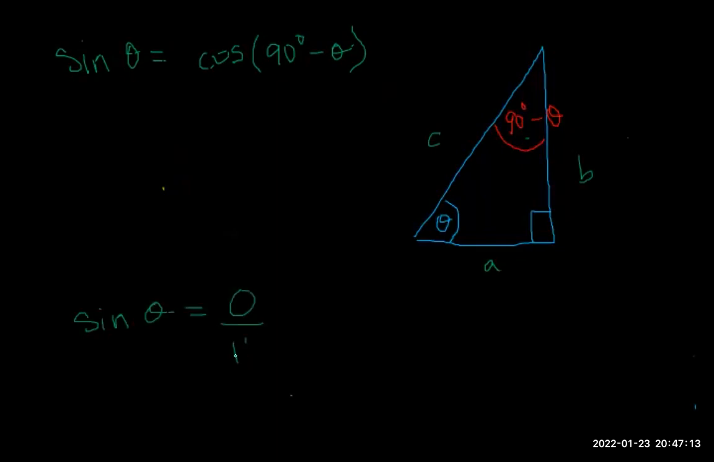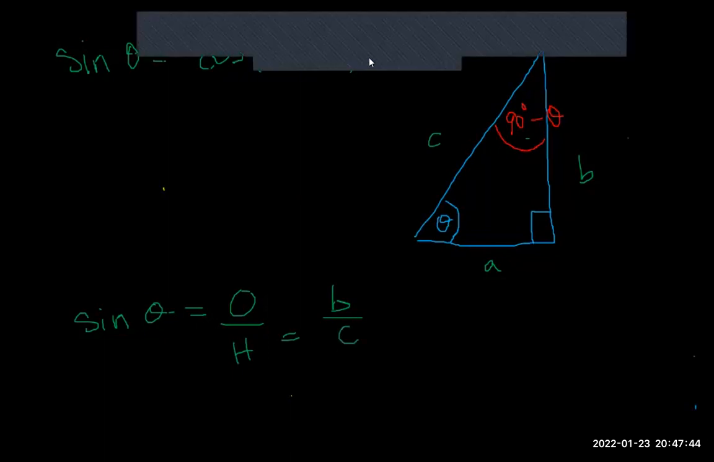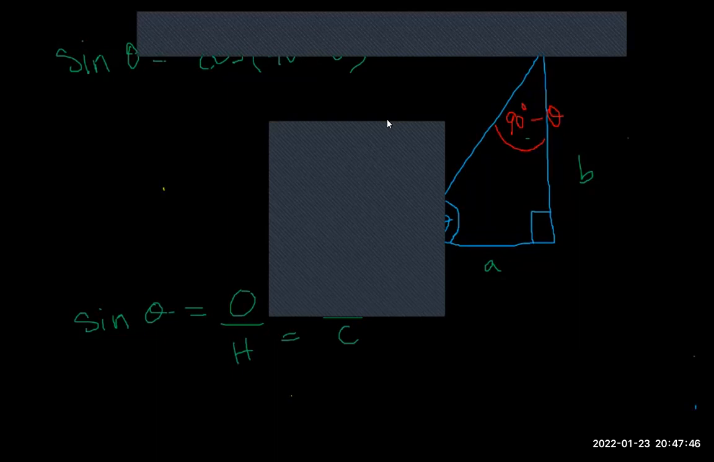We know that's opposite on hypotenuse. What's the opposite side? A, B, or C? B. Opposite theta is B. The hypotenuse is opposite the 90 degrees, so C is the hypotenuse, and A is the adjacent.